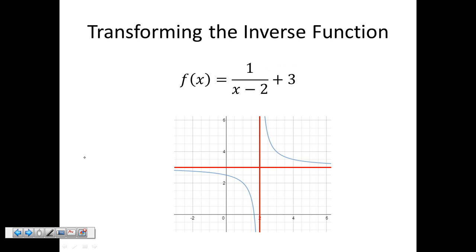Well, you know what? That does the exact same thing to these two asymptotes. Our horizontal asymptote got moved up 3. Our vertical asymptote got moved to the right 2. So our new asymptotes are y equals 3, that's for our horizontal asymptote, and x equals 2 for our vertical asymptote. So those asymptotes move around with the transformed function.